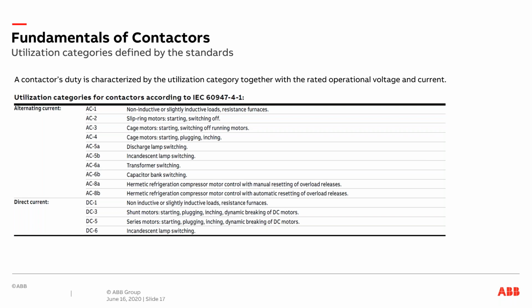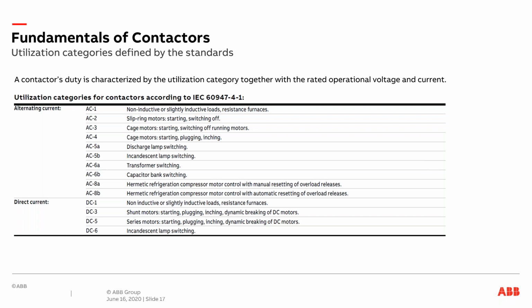AC2 is slip ring motors starting and switching off. AC3 is used for motors more often, and we have a selection chart for AC1 and AC3 in our catalog. AC4 is for plugging and inching. This is for a high type of hard starting. And we have many more, but we'll concentrate on AC1, AC3, and AC4.